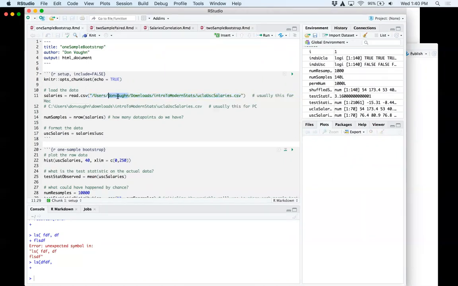So if you just had to change your username because you use a Mac and you downloaded it in the downloads folder, you just need to change this before. Whatever you did, just copy it and paste it here. You do the same thing. And if it's on a PC, I sort of commented in here what I think it would be.